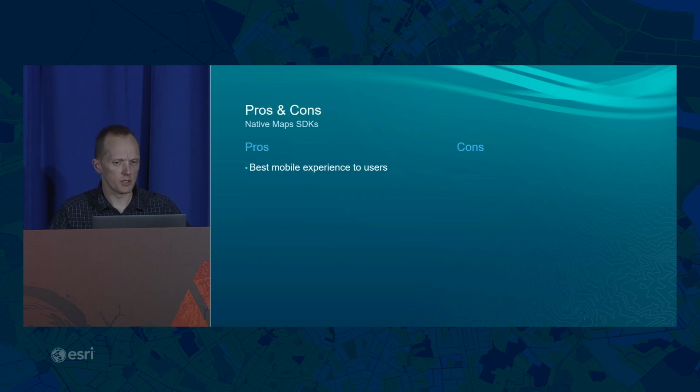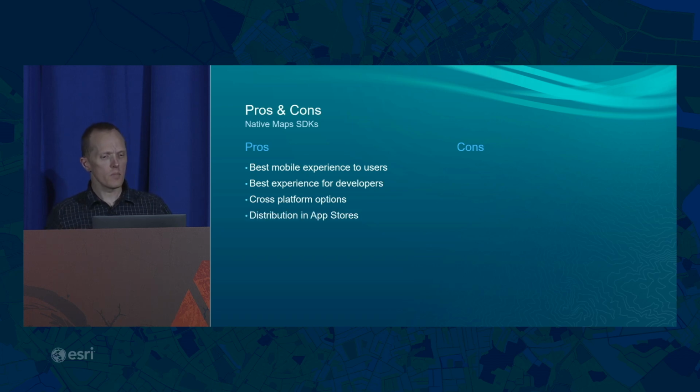All right, so what about pros and cons for the native Maps SDKs? So the best mobile experience for users, most responsive, most interactive applications, best experience for developers, great IDEs, great APIs, great resources. Cross-platform options for targeting multiple different operating systems. The native Maps SDKs.